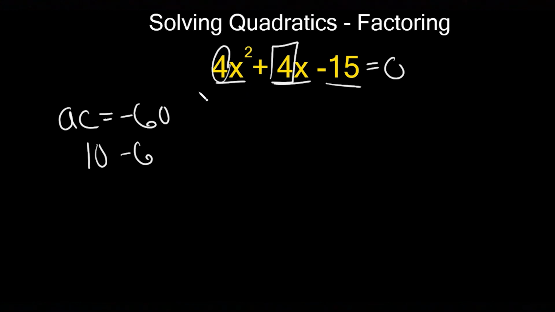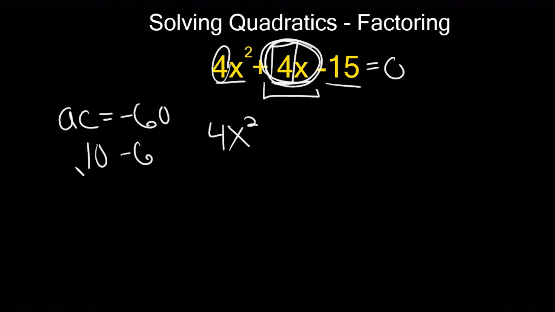So to do that, you simply rewrite it. So I'm going to write 4x squared. And when you factor by grouping, you're essentially going to be breaking apart this term right here. So this bx term, okay? Again, I'm referring to a quadratic in standard form, ax squared plus bx plus c. So this term right here, we can refer to as bx, right? So I'm breaking that apart.